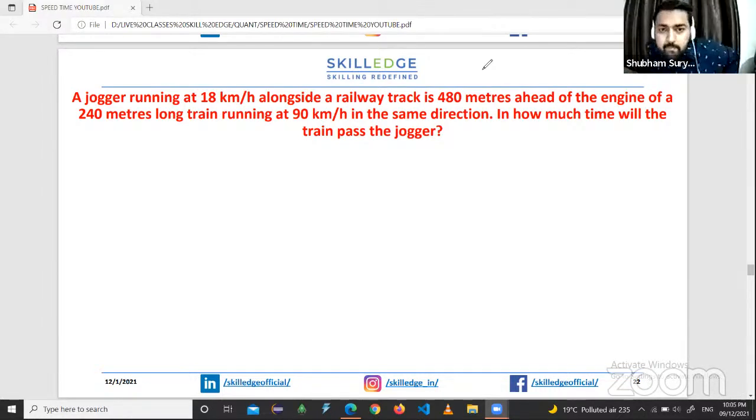Okay, let's have a look at the solution for this one, guys. A jogger running at 18 kilometers an hour alongside a railway track is 480 meters ahead of the engine of a 240 meters long train.